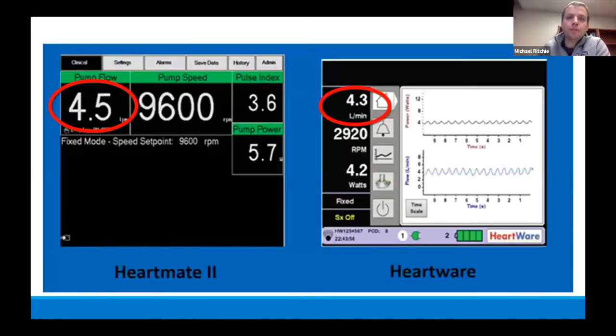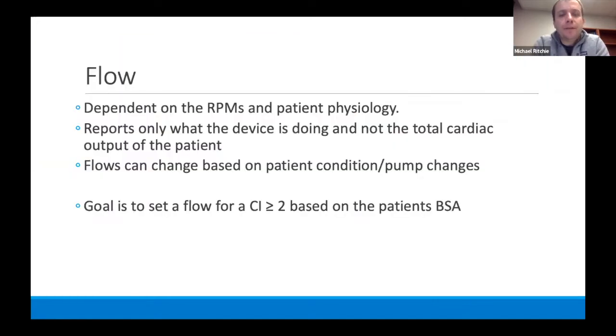The next is flow. And flow is just determined by what the RPMs are. So if you think about it as kind of like part of their cardiac output, it's 4.5 liters per minute or 4.3 liters per minute. It's going to depend on the patient physiology as well as the RPM set. And keep in mind that it's only reporting what the device is doing, not the total cardiac output of the patient. So you can look at it and say, it's 4.5, but the patient could be doing 5.5, or it could be riding it completely and just be at 4.5. So it's just telling you what the actual device is doing for the flow going through it.